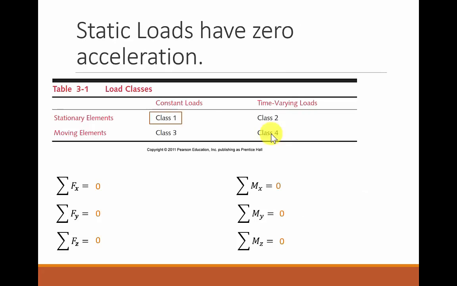Okay. So for class 1, what we get to say now is that the sum of all of the forces are equal to 0. So it's far and away the most simple case, and it's what you did in your statics course. You made that assumption. And then the other ones don't necessarily have the sum of the forces equal to 0, and we'll discuss those as we go along through the semester.